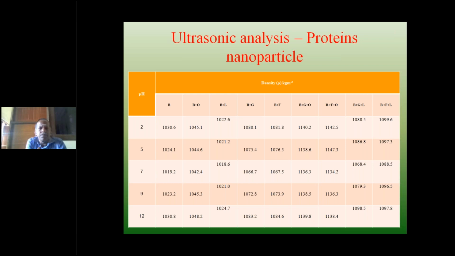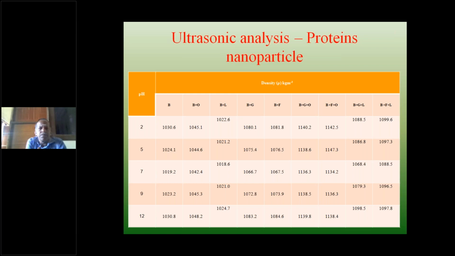Sound velocity has enormously increased. Increase in velocity and increase in density means compactness of the system. Compactness is a regaining of native state. So the density parameter shows pH 2 disturbs the structural state of the ovalbumin as well as lactalbumin, whereas the addition of sugar seems to improve its state.